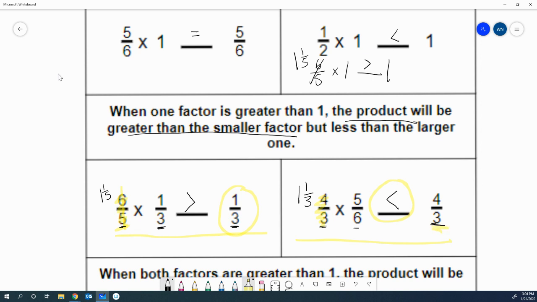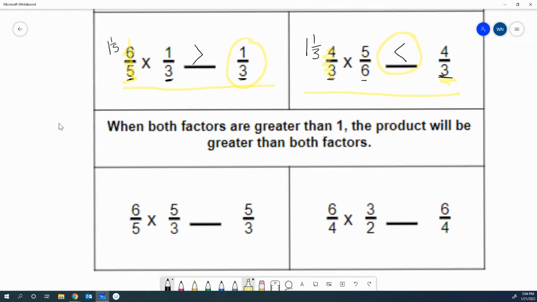This is something you're just going to have to practice with. And remember, when you're multiplying by proper fractions, it's not always going to be less than. You're just going to have to take a look and really see which factors you're comparing to the product. Let's take a look at our last rule. You're going to get lots of practice with these today.